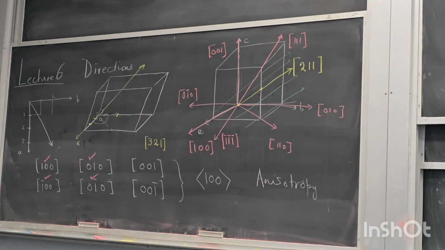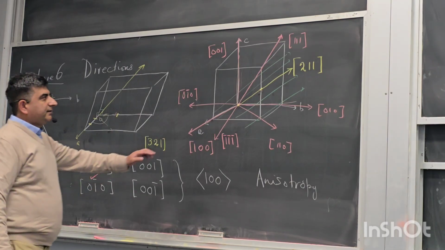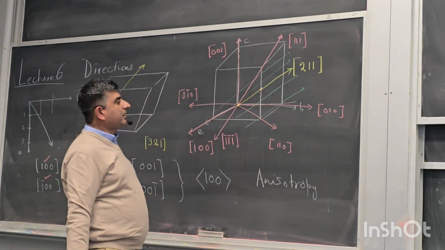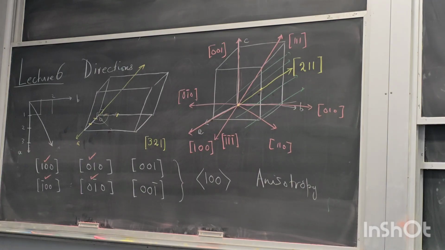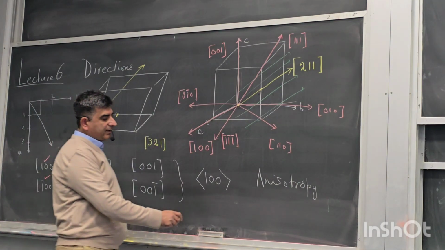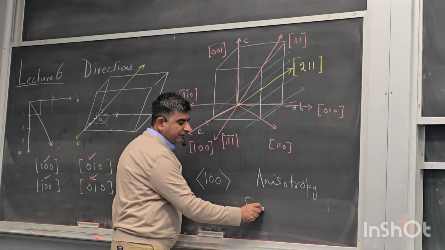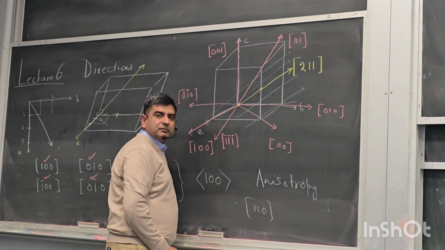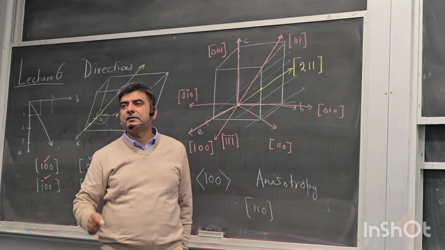Alright, so we know about the body diagonal direction, this is the body diagonal direction. What about a face edge or a face diagonal? A face diagonal in the cubic system will have a direction of this kind, 1, 1, 0. And so on. Yes, please.